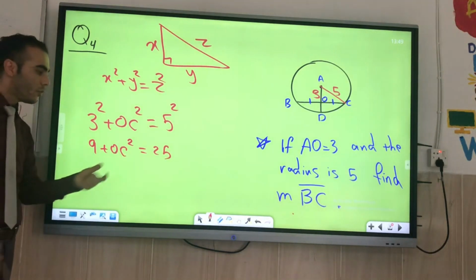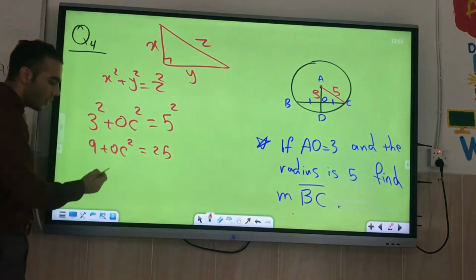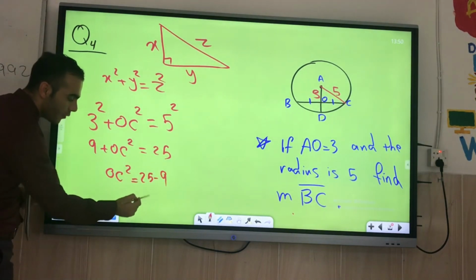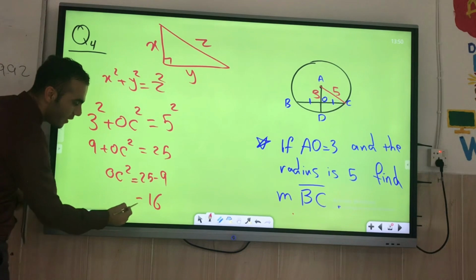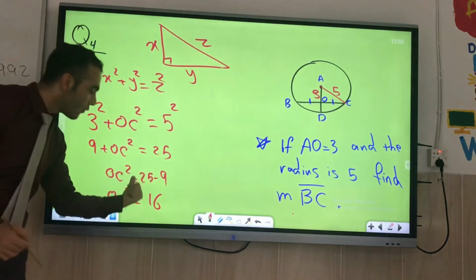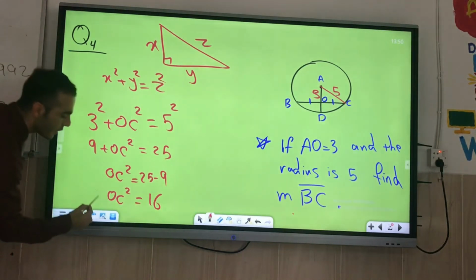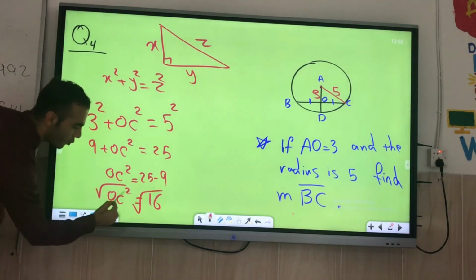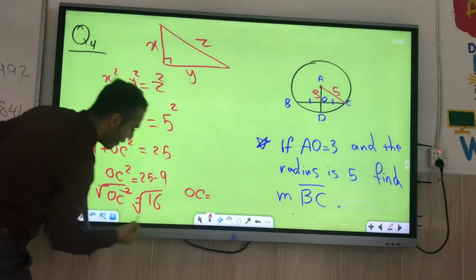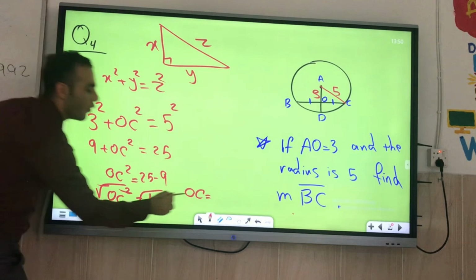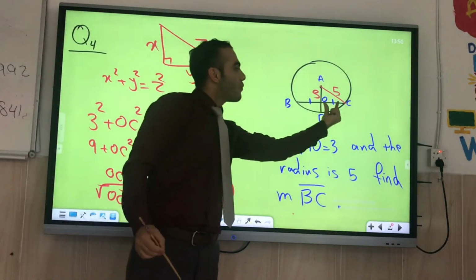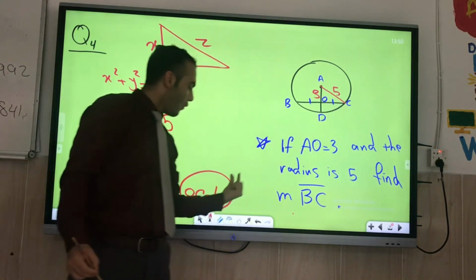Again, a simple equation. Move the number to one side. So OC squared is equal to 25 minus 9. 25 minus 9 is equal to 16, so OC squared is 16. What is the inverse operation of square? I tell my students that it is the square root. The square root will cancel the square and only OC will remain. So what is the square root of 16? 4. So OC is equal to 4.